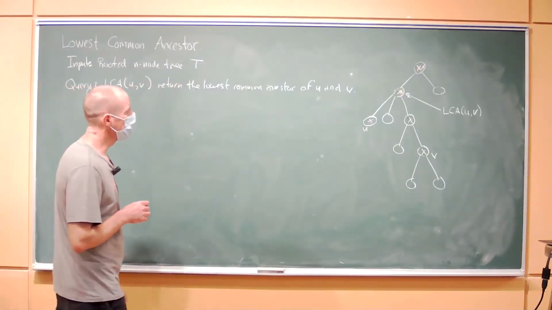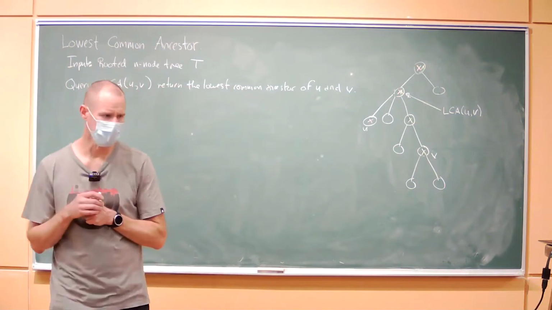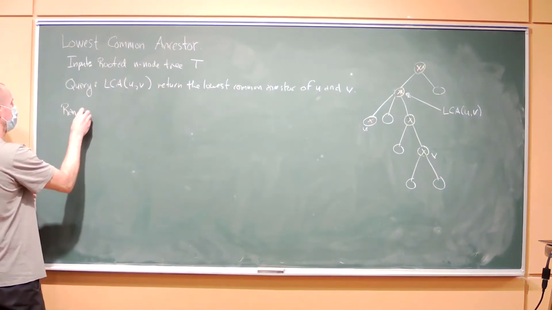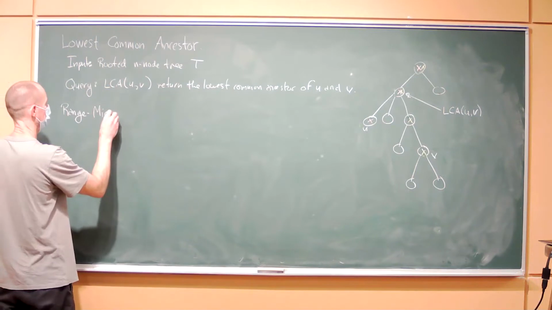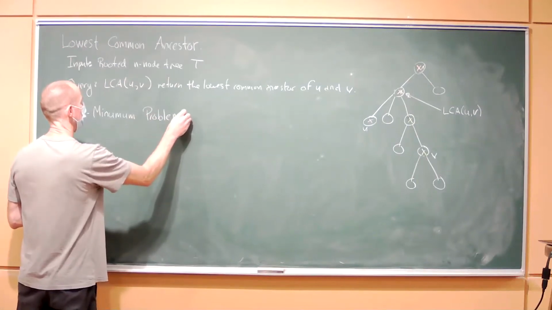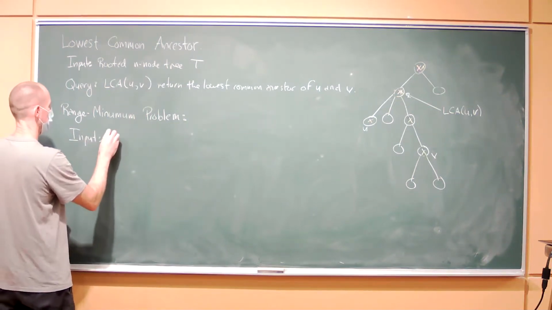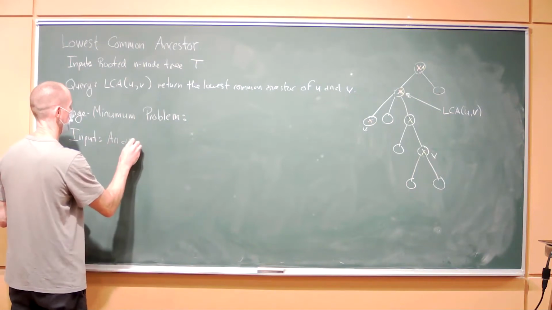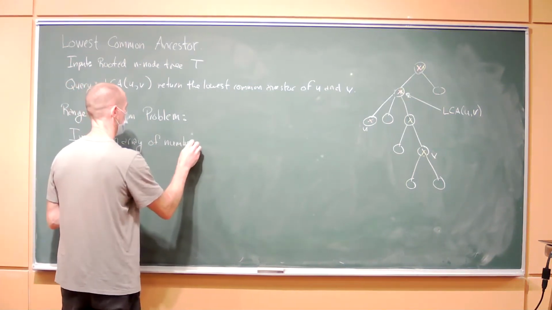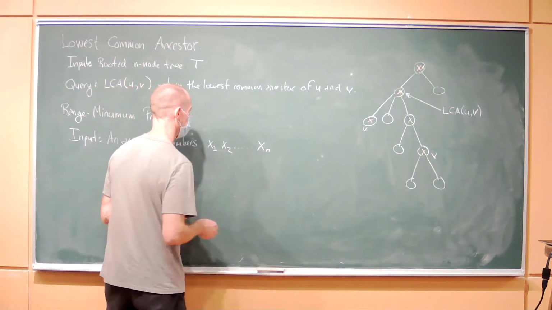So let's try and maybe make this problem look something more familiar, something closer to what we understand. So here's a, on the surface of it, different looking problem, called the range minimum problem. And for the range minimum problem, the input is an array of numbers, X1, X2, and so on up to Xn.